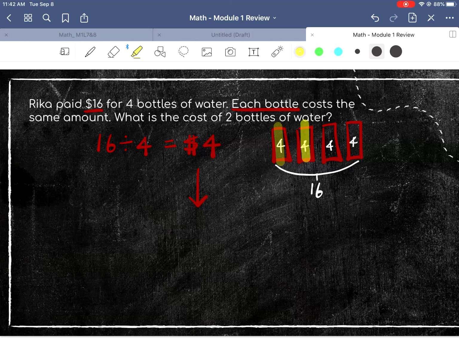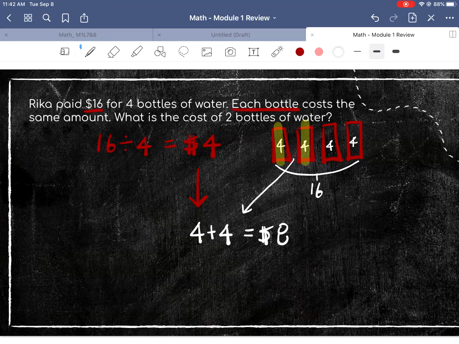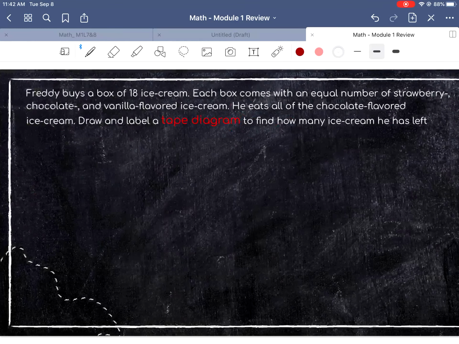And this question is interested in the cost of 2 bottles of water. So I'm going to take this 2 and I'm going to add 4 with another 4, because this will give me the final cost of 2 bottles of water, which is $8. Okay? So please make sure to read your question carefully so that you understand what the question is actually asking you.